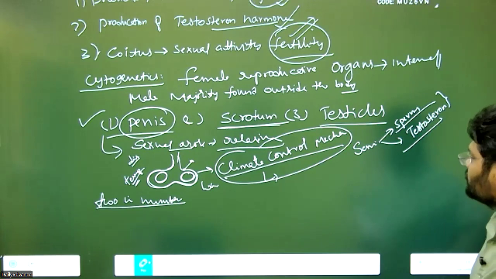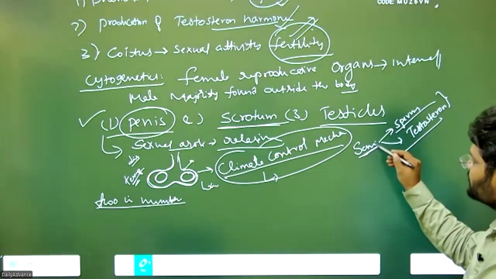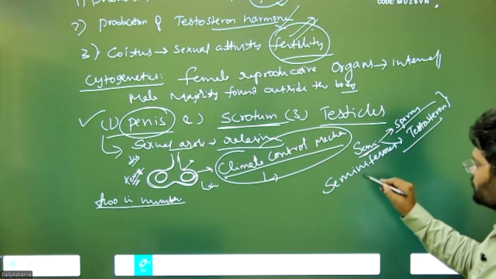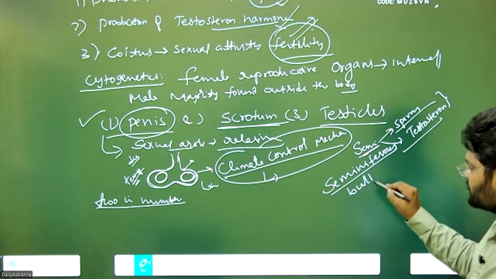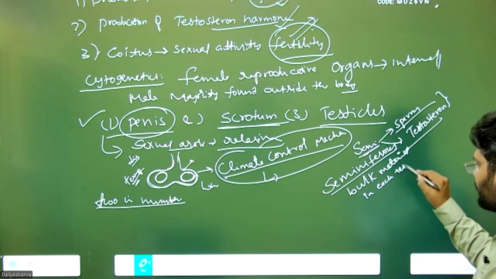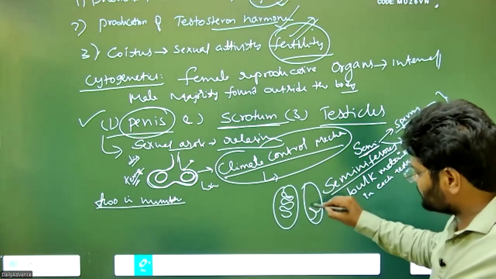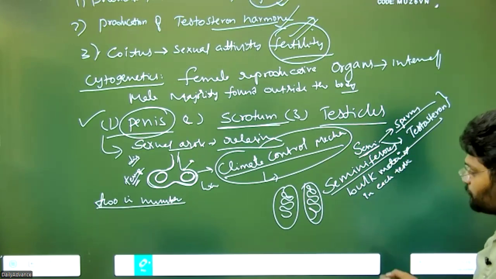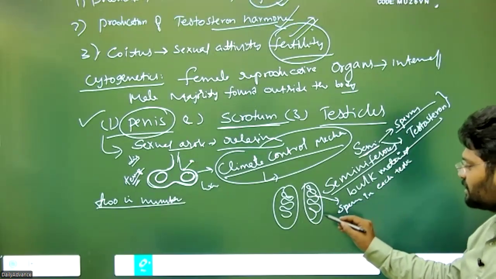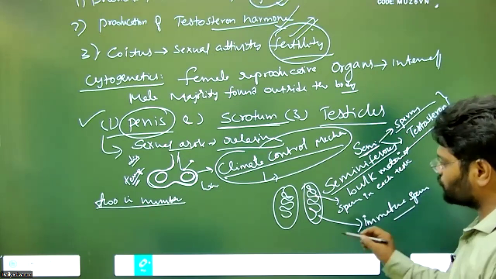The majority of the work is done by the seminiferous tubes, which we will discuss in detail. Sperms are generally produced in the seminiferous tubes, which are the bulk material in each testis. They are long and coiled in each testis. The seminiferous tubes produce the sperms. These are immature sperms, and they are transported outside.